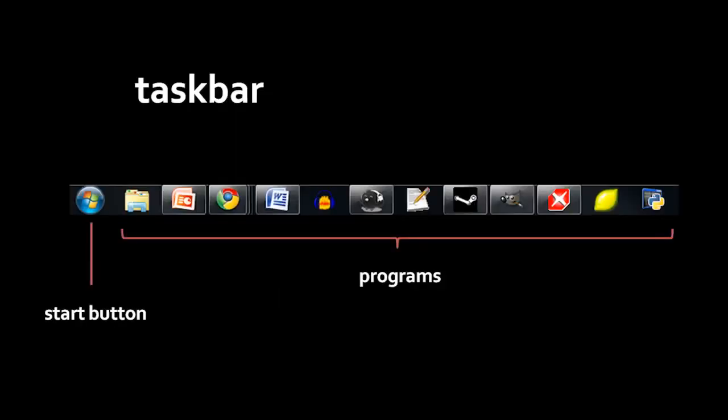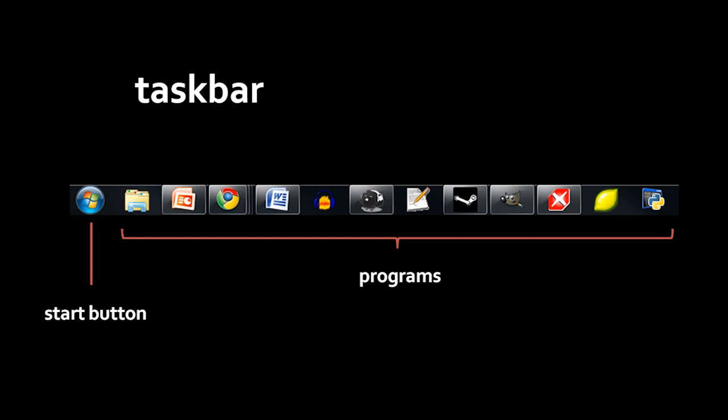We need to say a little bit more about the taskbar, because the taskbar I showed you earlier was the version that you saw in Windows Vista and earlier. In Windows 7, Microsoft changed the taskbar a little bit. What you should see in Windows 7 looks more like this.